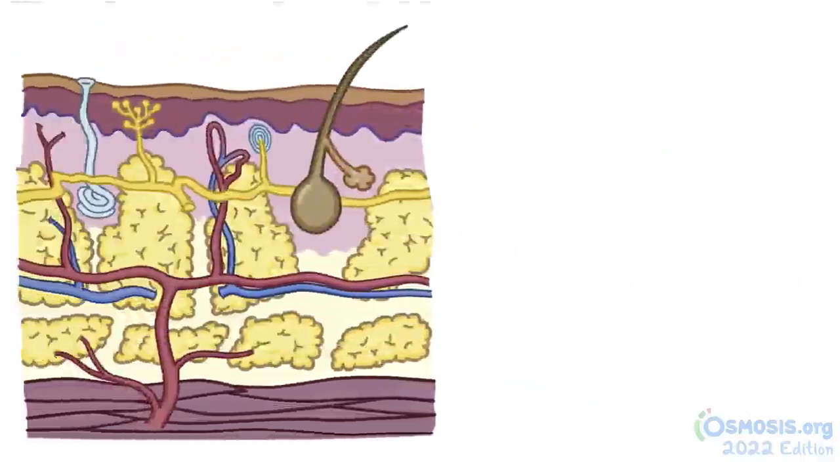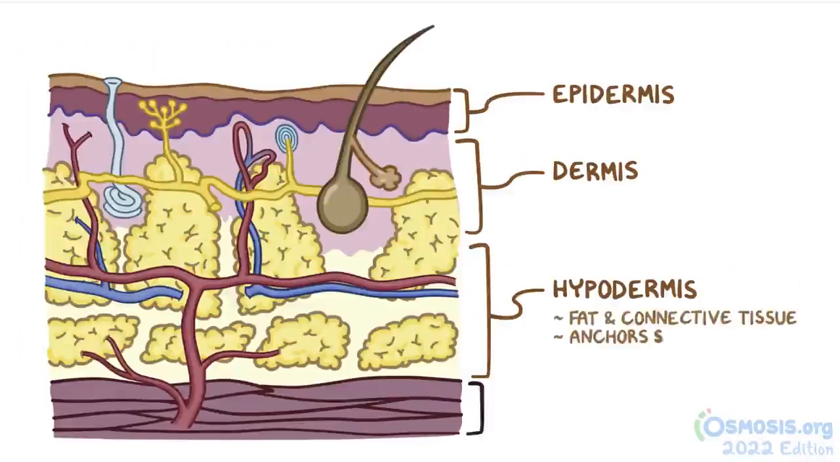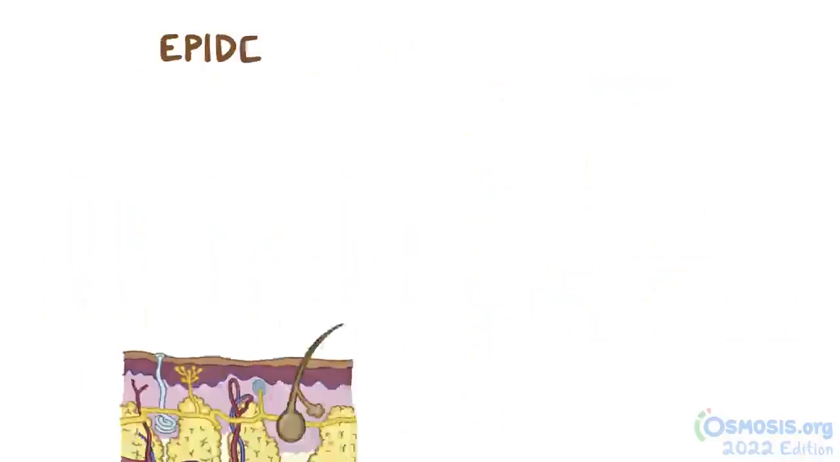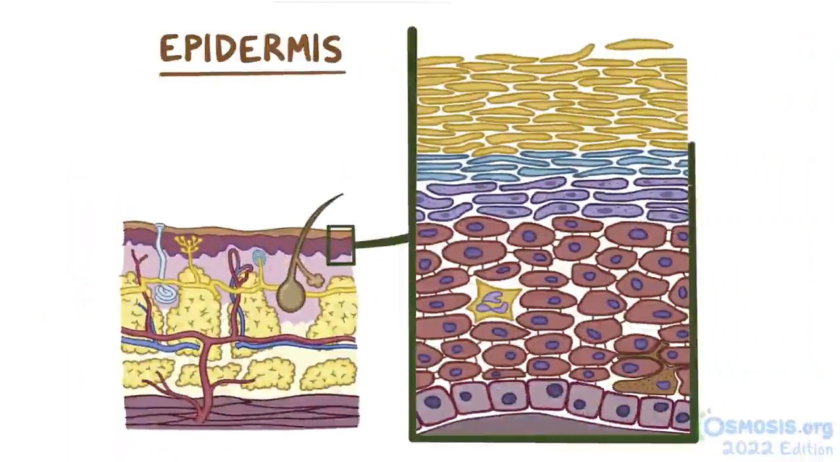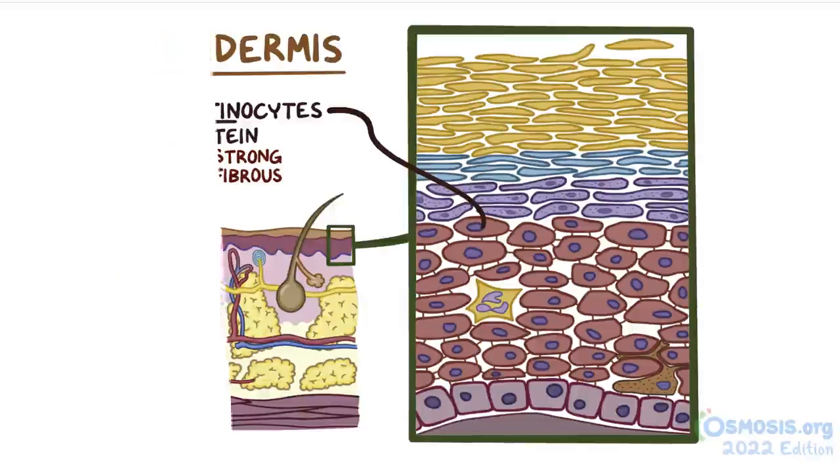Normally, the skin is divided into 3 layers: the epidermis, dermis, and hypodermis. The hypodermis is made of fat and connective tissue that anchors the skin to the underlying muscle. Just above the hypodermis is the dermis, which contains nerves, sweat glands, lymph, and blood vessels. And just above the dermis is the epidermis. The epidermis itself has multiple skin layers that are composed of developing keratinocytes, which are named for the keratin protein that they're filled with. Keratin is a strong, fibrous protein that allows keratinocytes to protect themselves from getting destroyed when you rub your hands through the sand at the beach.